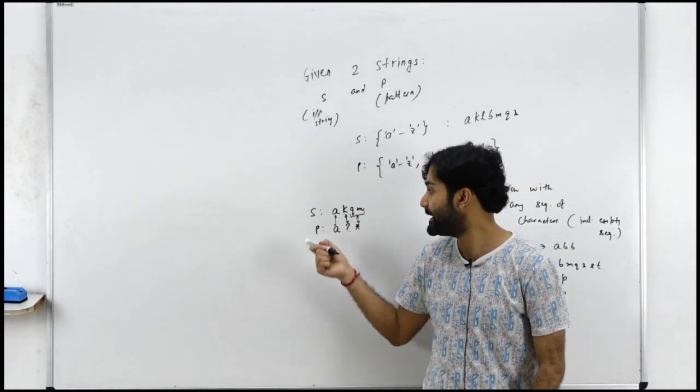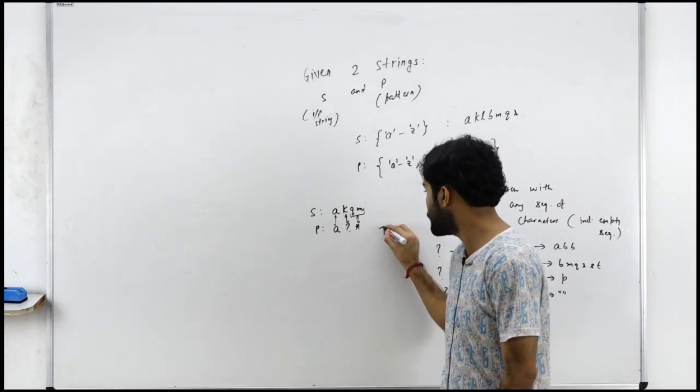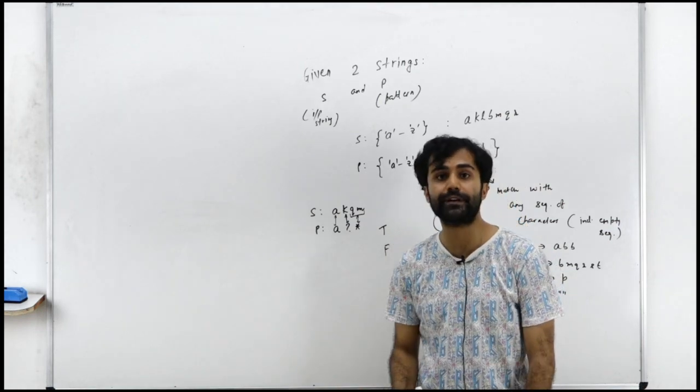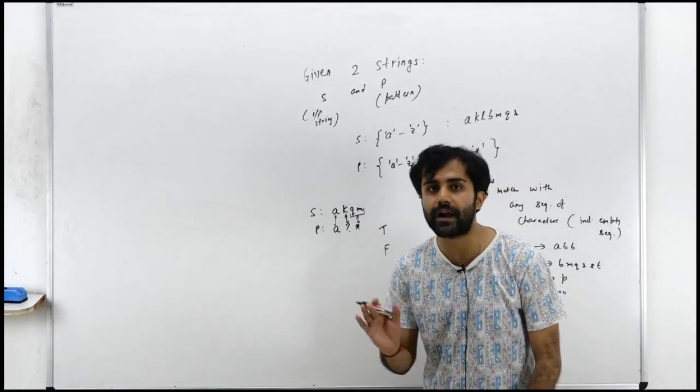So if there is a match between S and P, you are supposed to return true, saying that yes, there is a match, and if no, then you are supposed to return false. That's the demand of the question.